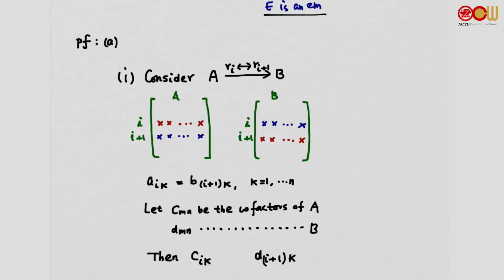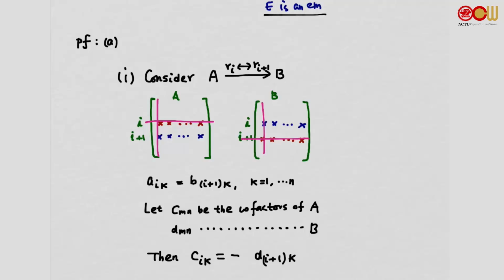For example, if we consider C_i1, then we will cross out the ith row and the first column, right? And if we consider D_(i+1)k, we would cross out this row and first column as well. Then how about the remaining submatrices? They are exactly the same, aren't they? So when we consider the remaining submatrices here, they are the same. So what should we put here? We should put equal, but with an extra minus.